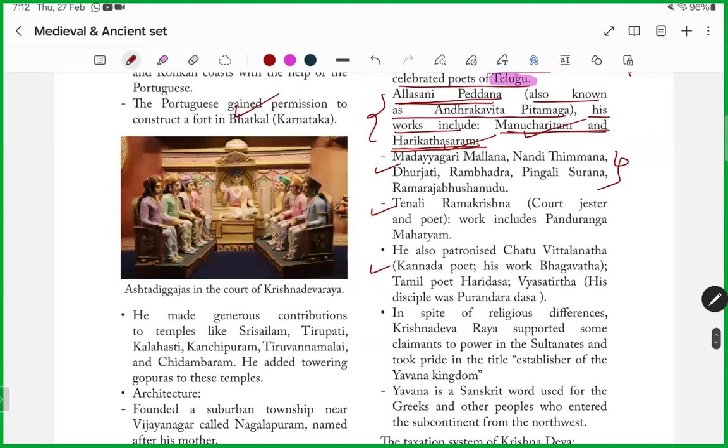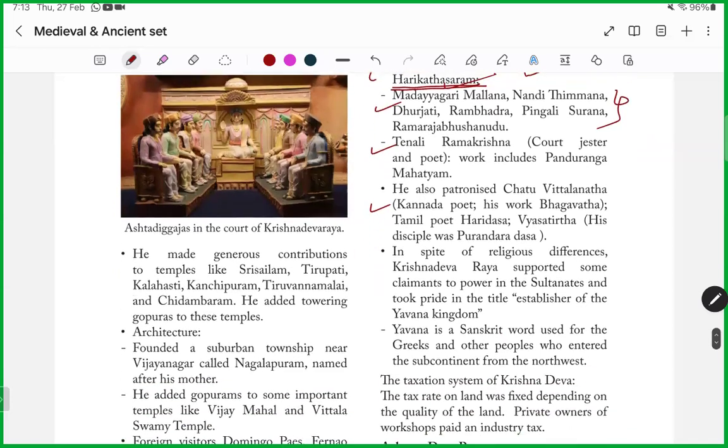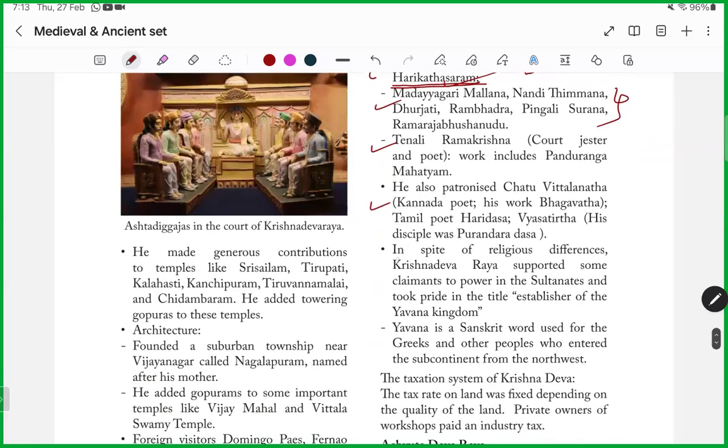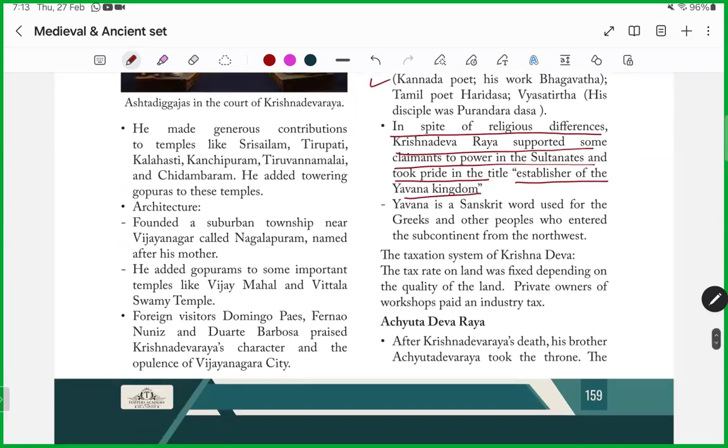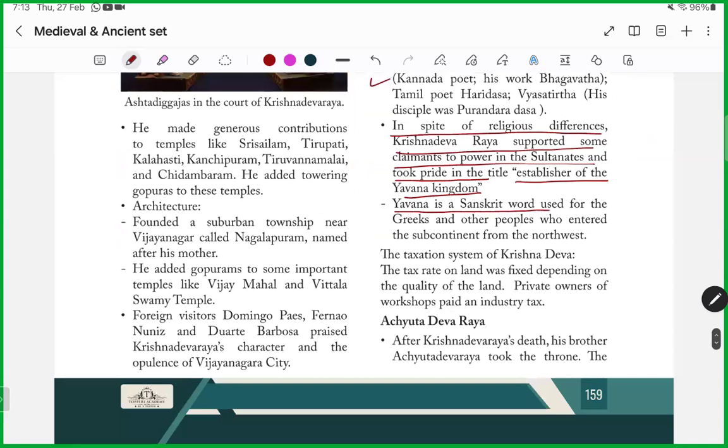So I think somewhere I have come across this one. Okay, so there are lots of works. In spite of the religious differences, Krishnadevaraya supported some claimants of the power in the sultanate and took pride in the title establisher of the Yavana kingdom. Yavana is a Sanskrit word used for the Greeks and other people who entered the subcontinent from the northwest.